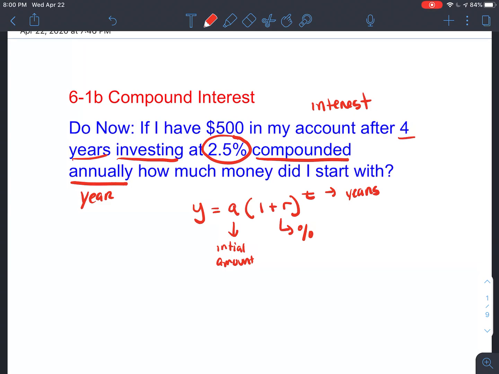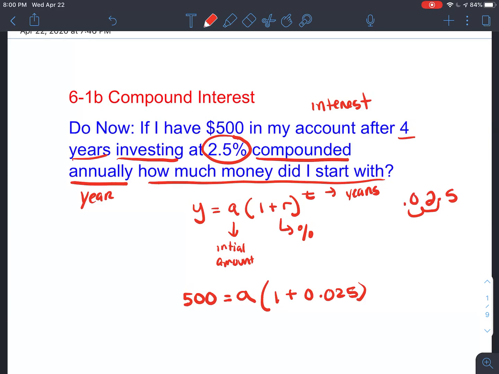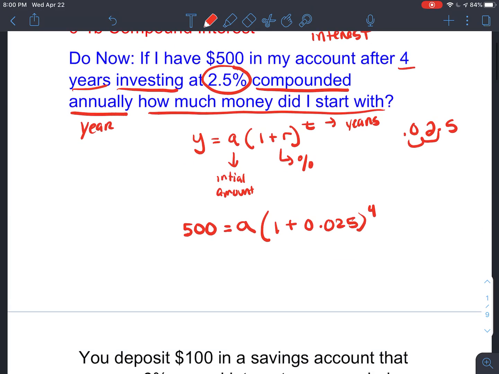So to figure out this question, it says if I have $500 in my account after 4 years, right, that means I am ending with $500 in my account. Now, the question is asking us how much money did I start with? Well, that's asking me what my initial value is, so I can leave A as a variable. I can simplify 1 plus what is my rate, 0.025, right? Because we take every percentage and move the decimal over 2 places. And the exponent is going to be 4 because the money is in the account for 4 years.